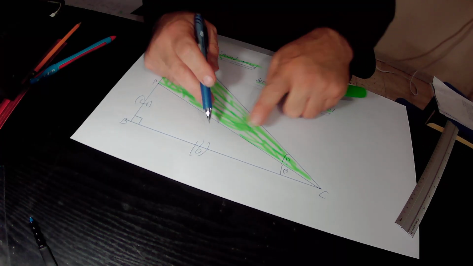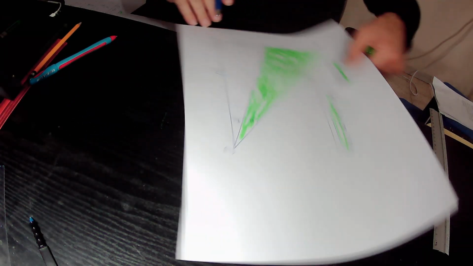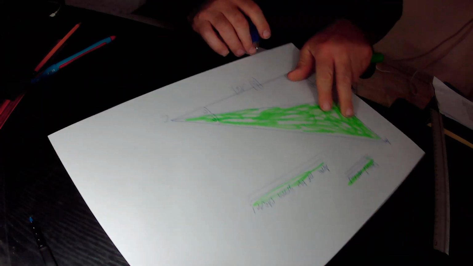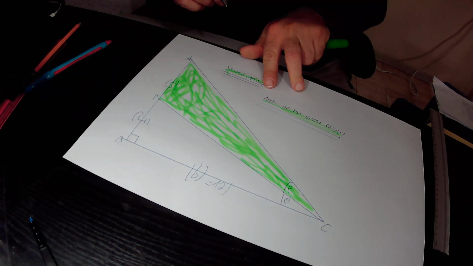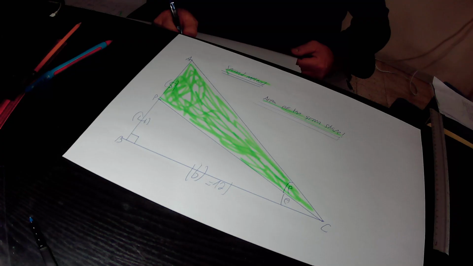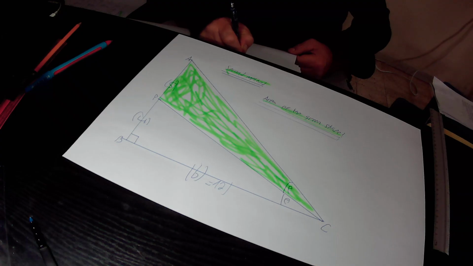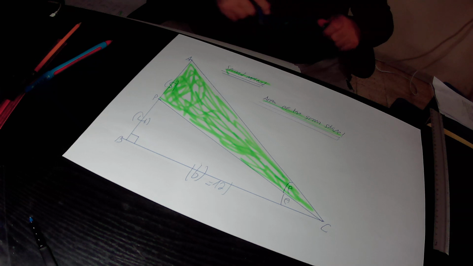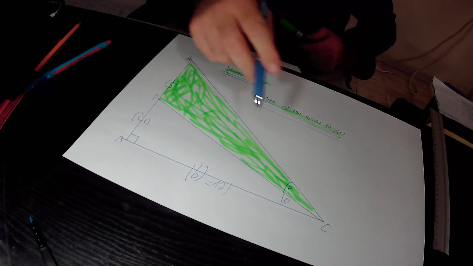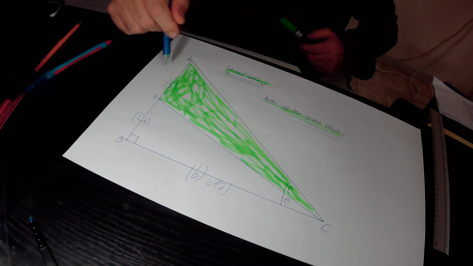B equals 12 units in length. Our task is to find out the area of this green shape. So what is the area of the green shape? The green shape is actually the green triangle APC. So our task is to find out the area of this green triangle APC.